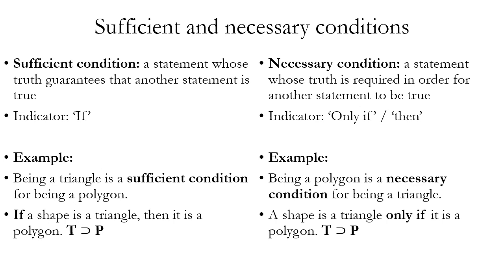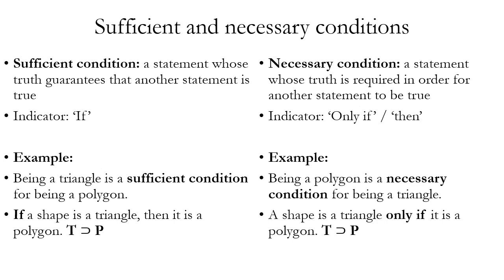A necessary condition is a statement whose truth is required in order for another statement to be true, and it is indicated by the term then or by the phrase only if. So it corresponds to the consequent of our conditional. Example, being a polygon is a necessary condition for being a triangle. What this means is a shape is a triangle only if it is a polygon.